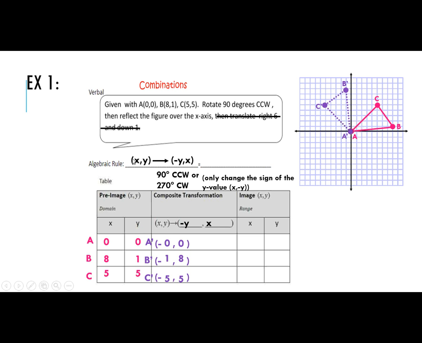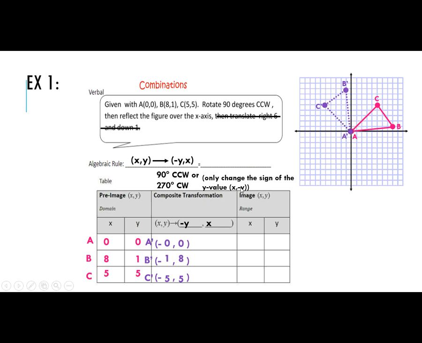So I'm going to ignore this (x, y) real quickly. What this rule tells us is that our original x stays the same. My original x in my new point is a negative y. So in (negative y, x), this coordinate will stay the same. So my rule, this is going to stay as negative y.